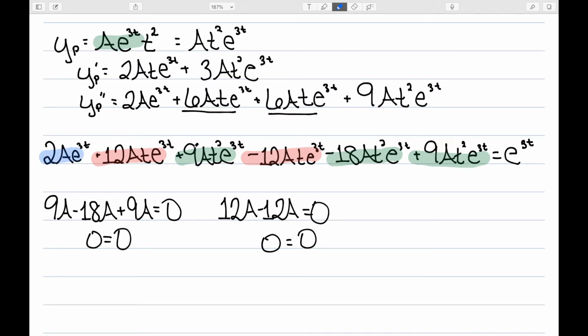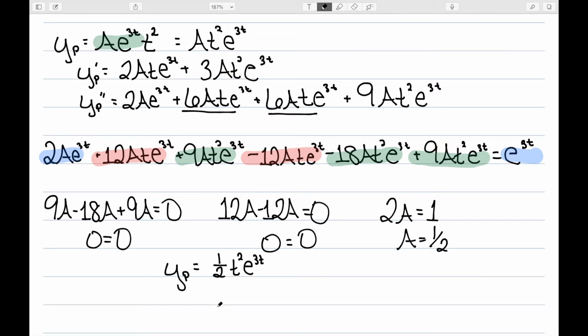Finally, if I look at my constant terms, terms without a t, I have a 2a on the left and a 1 on the right. So we get a is equal to 1/2. This tells me my particular solution is 1/2 t squared e to the 3t. My general solution was my complementary solution, c1 e to the 3t plus c2 t e to the 3t, plus my particular, 1/2 t squared e to the 3t.